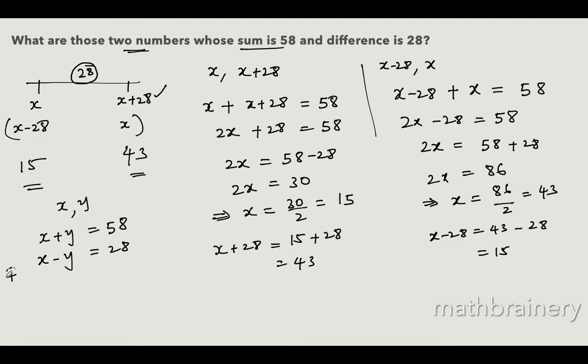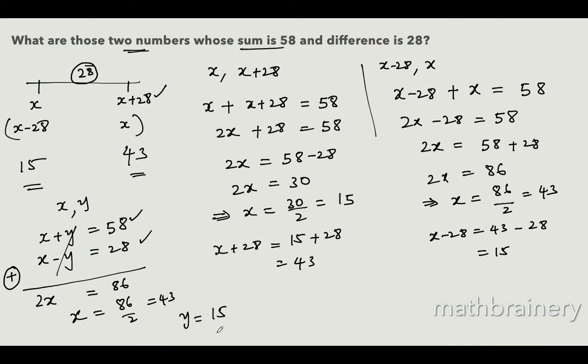Let me add these two equations, that is x plus y plus x minus y. When I add these two, x plus x is 2x, y minus y will be 0. So you can cancel this. This is equal to 58 plus 28, which is 86. That means your x will be 86 upon 2, which is 43. And if you substitute this x in either of these two equations, you can get the y value as 15.